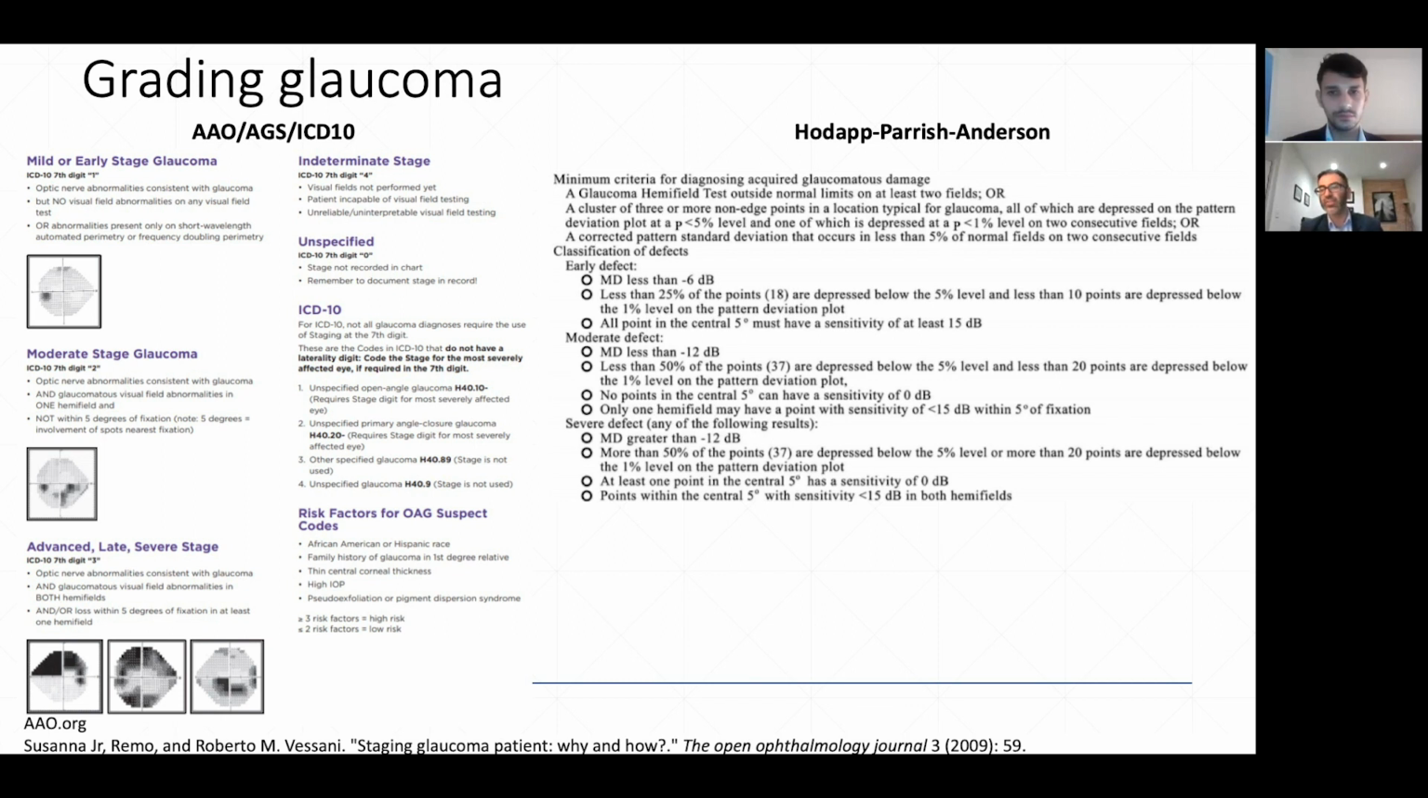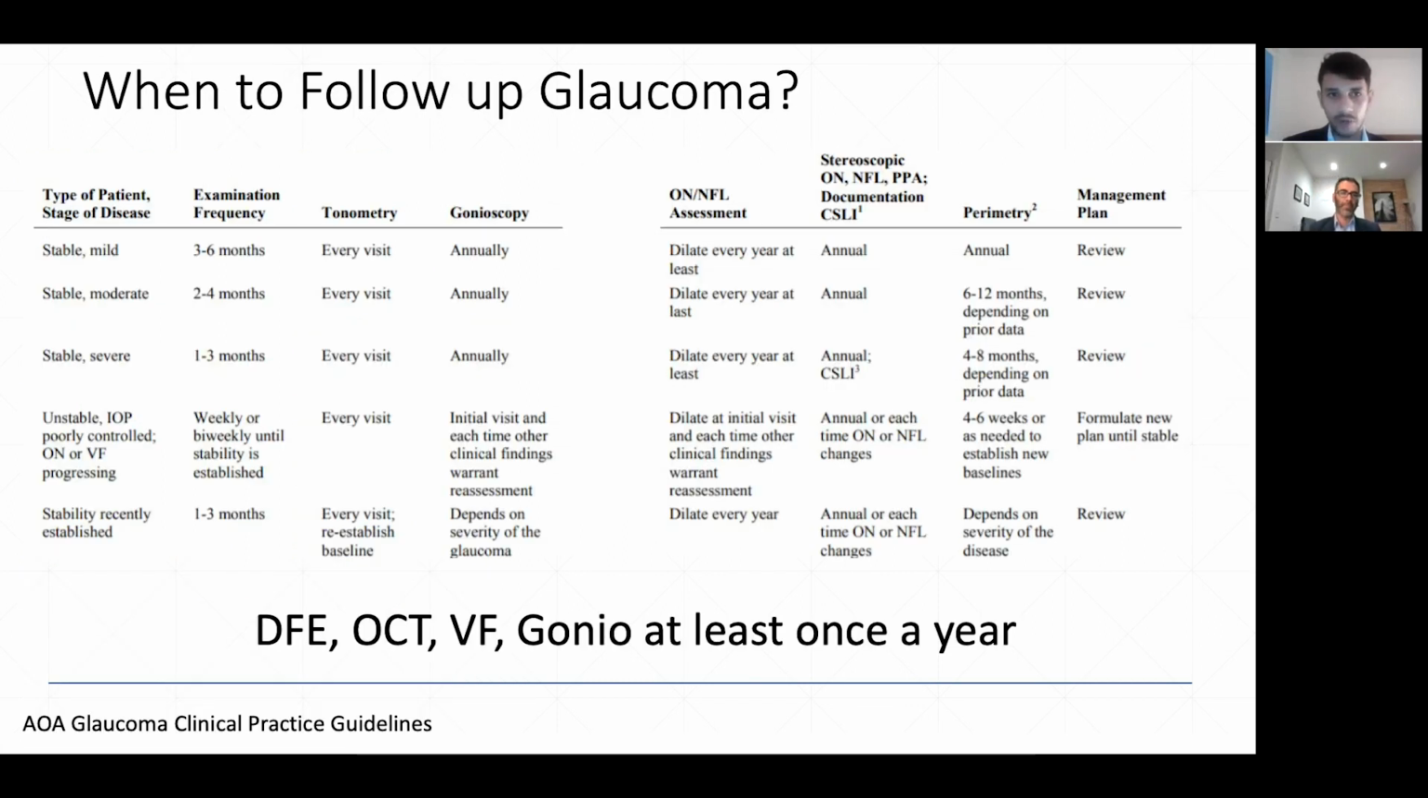So again, it's a good visual on your busy clinic. So what do we follow up our glaucoma patients? And that really depends on whether they are stable and what severity of disease they have. But even though we have these guidelines from the AOA, the big thing to know is that they need a DFE, an OCT, a visual field, and gonioscopy at least once a year. I think that's for all our glaucoma patients, and everything else you really got to do on a case-by-case basis.